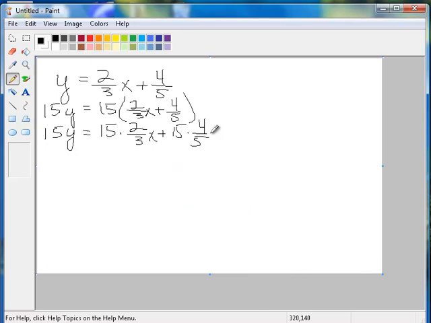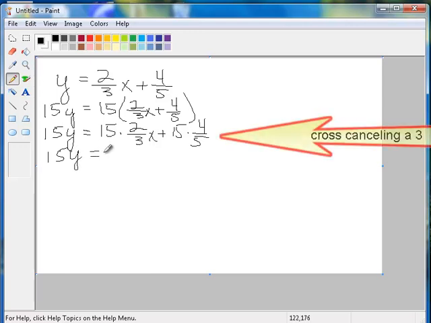The resulting equation would be 15y equals 15 times 2/3 x plus 15 times 4/5 after distributing the 15. Now we will simplify and get 15y on the left-hand side, and on the right-hand side we will cross-cancel the fractions. And get 10x plus 12.